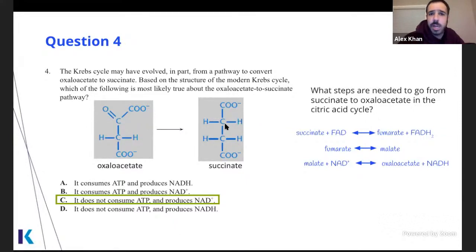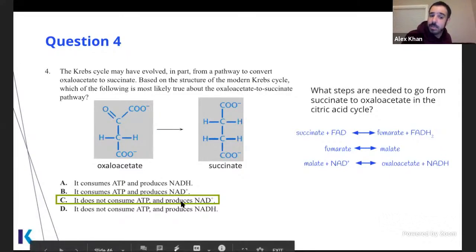When you add bonds to oxygen, you oxidize. When you remove bonds to oxygen, it's a reduction. So you see here, we have an O double bond to the C, which is missing here, which means we're losing bonds to oxygen, which means we are reducing this molecule. We produce NADH when we oxidize molecules. So since we are reducing this molecule, we are not producing NADH, and that's why we pick the other answer, production of NAD+.